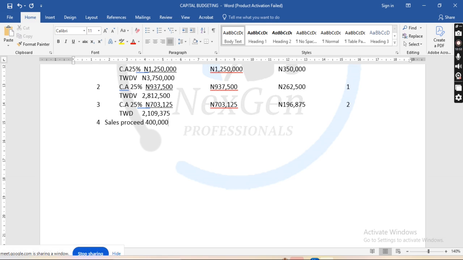Right? You can see they have a tax written down value of that asset. The worth of the asset is 2,109,375. Now, when they want to sell this particular asset, they sold it at 400,000. What do they have? Is it balancing allowance or balancing charge, class? Balancing allowance. Why? Because the tax written down value is greater than the sales proceed, right?